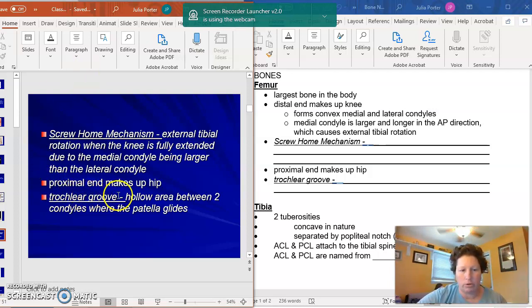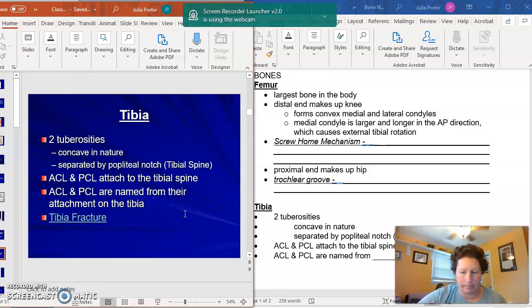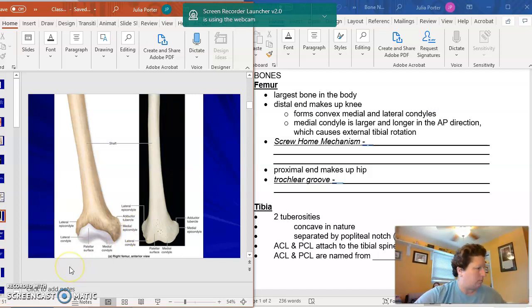And then you have the trochlear groove, which is where the patella glides. So if we go back and look right here, this little indention is the trochlear groove. Okay.